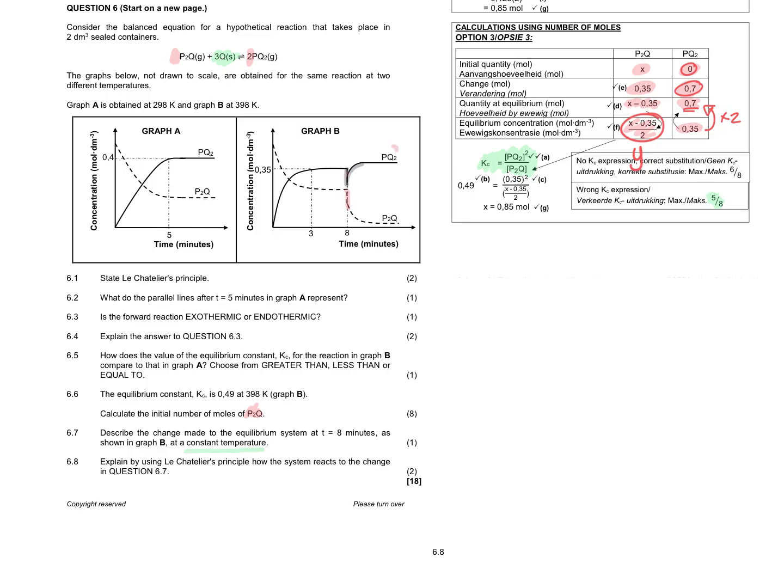And the PQ2, this one, favored the forward reaction afterwards. It made more PQ2, but the P2Q, the reactant, went down. So what's happening here is you are favoring the forward reaction, and you did nothing with the temperature, since it's constant. So what we twiddled was the pressure. If I favored the forward reaction, what I did was decrease the pressure.